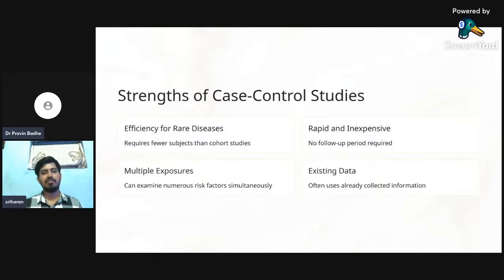Strengths of the case control study: as I said before, it is very useful for rare diseases, and it is also used for multiple exposures. It is rapid and inexpensive, so it is cost effective. We also take the maximum from existing data, like population history.